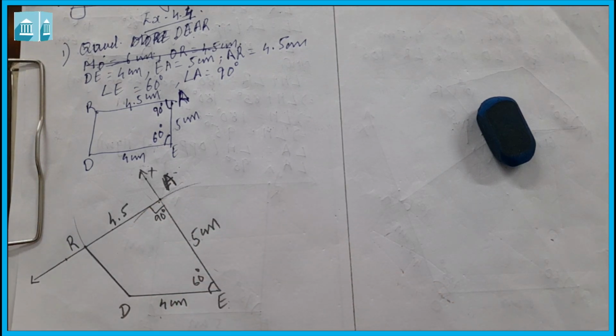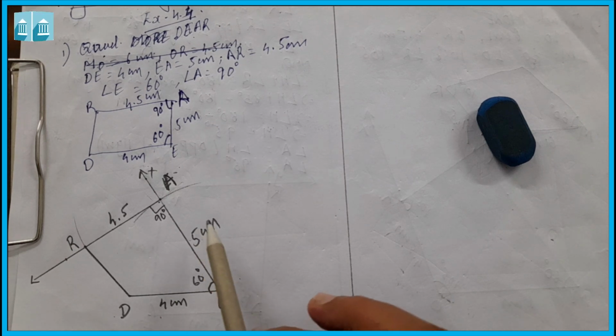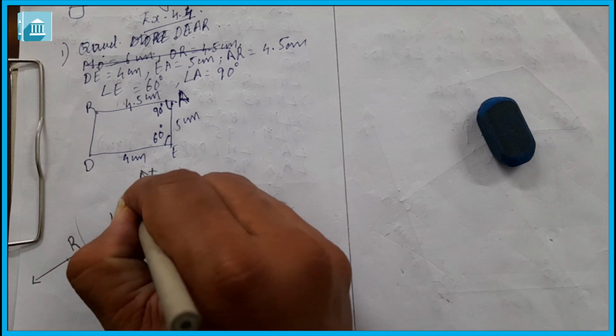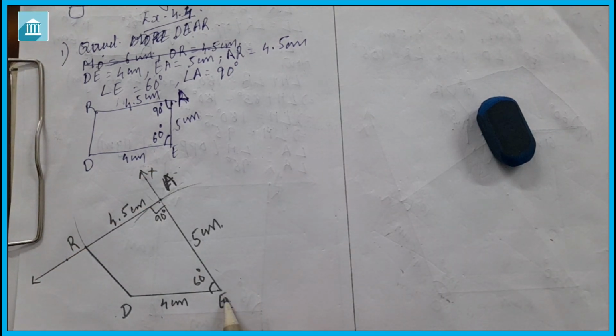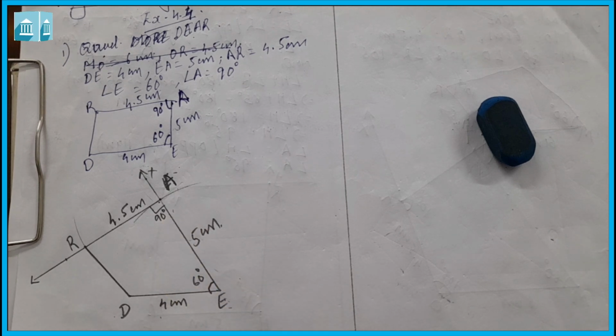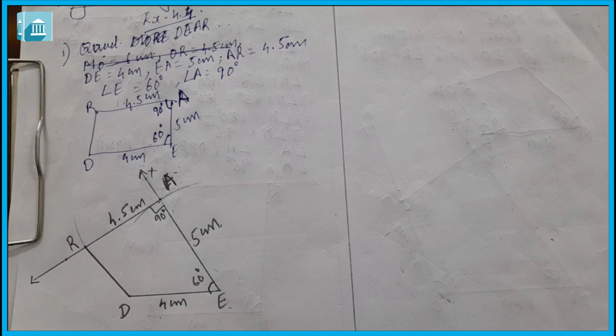So this is the required quadrilateral where DE is given 4 cm, EA is given 5 cm, AR is given 4.5 cm, angle E is given 60 degrees, angle A is given 90 degrees. So in this way we can draw or construct a quadrilateral when 3 sides and 2 angles are given. Now let us see some special cases.